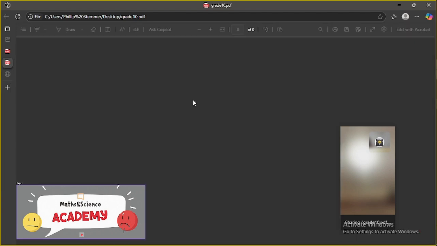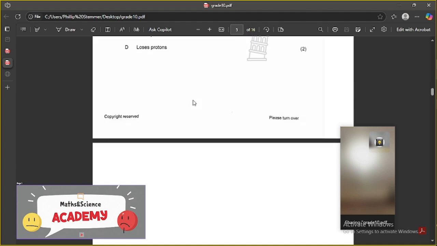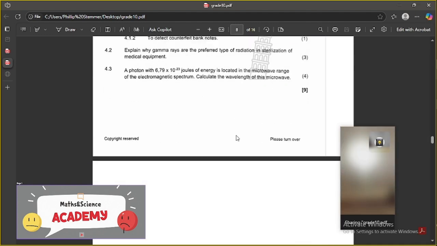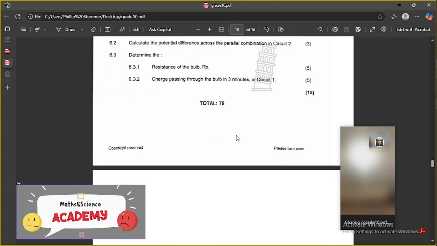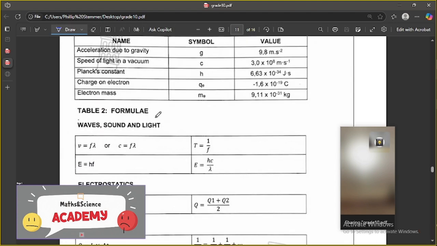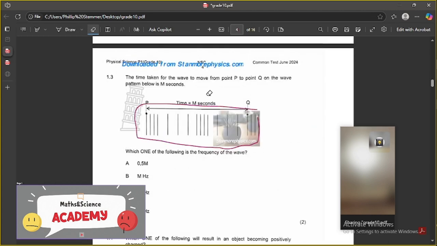So let's look at formulas now. Formulas of sound waves. Just go to a formula sheet. It's always given at the back of the paper. So we're going to use table 2, wave, sound, and light. These are the formulas for wave, sound, and light. Right? So now let's look at what is given.